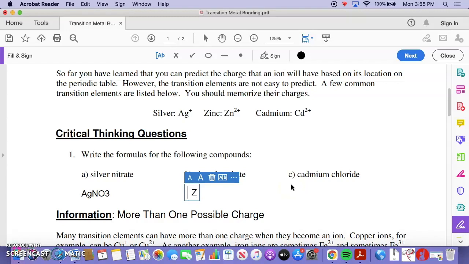This would be Zn3. And then I got PO4, 2. And then cadmium chloride, cadmium's +2, chloride's -1, CdCl2. All right, and these numbers are subscripts, just so you know. Okay, so knowing these three, I know their charges.